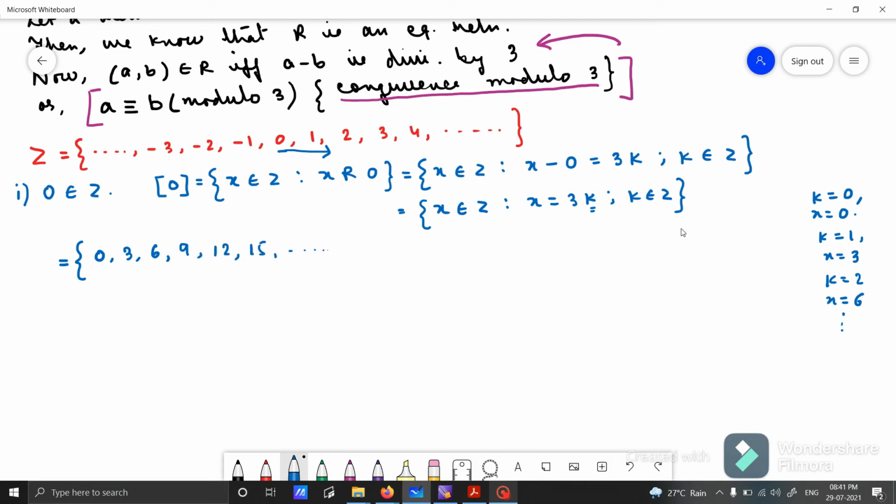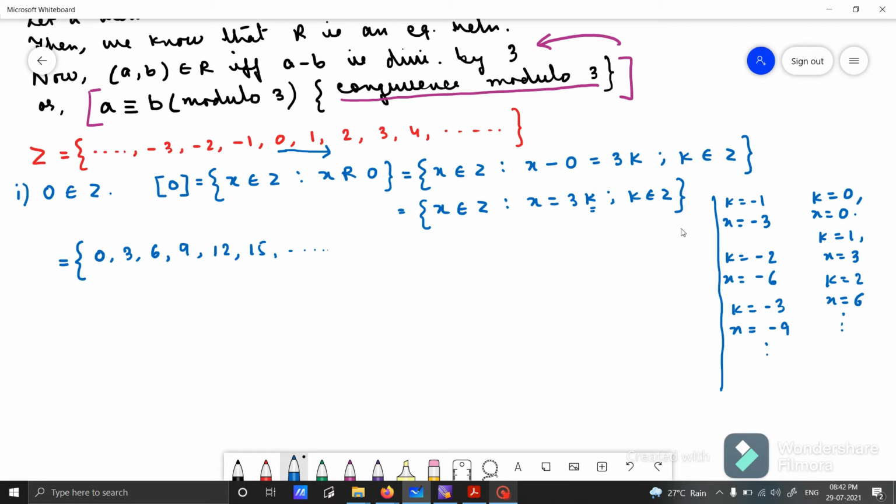Now let us see what happens if k takes negative values. Suppose k is minus 1. So then x equal to 3k, so x equal to minus 3. K equal to minus 2, then x equal to minus 6. K equal to minus 3, then x equal to minus 9, and so on.